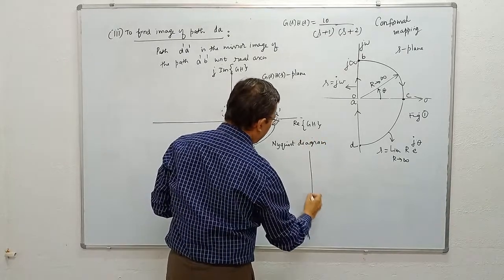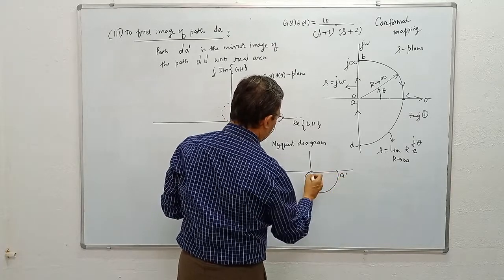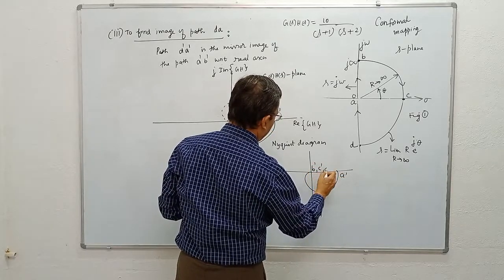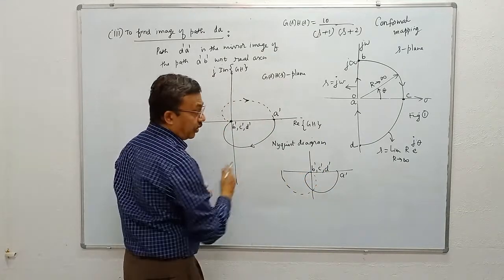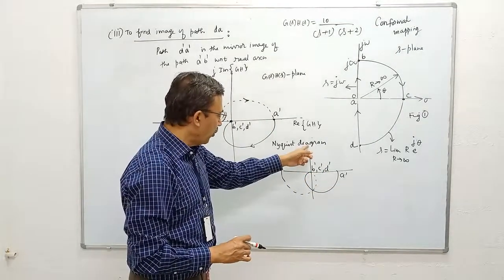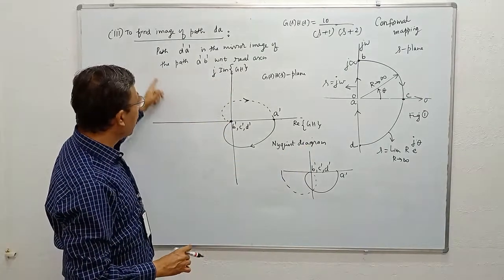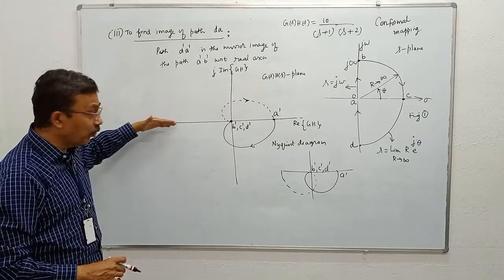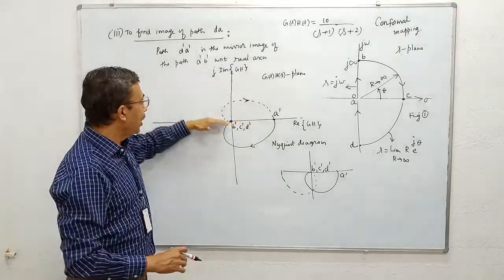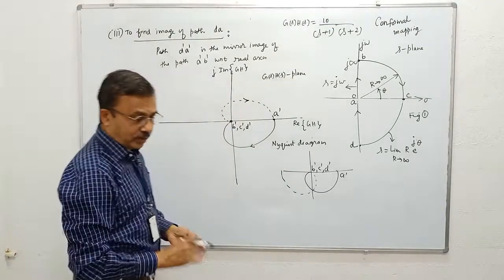In the examination, students may sometimes make this mistake. This is A dash B dash, C dash D dash, then drawing the mirror image like this is wrong, because here the mirror image is with respect to the imaginary axis. If you cut the Nyquist diagram along the real axis, the upper portion and the lower portion must be identical. Please note this.